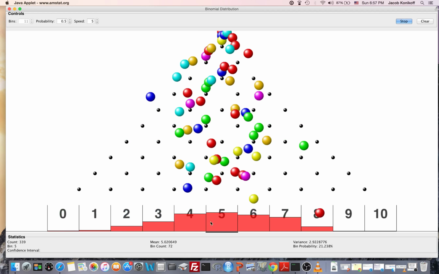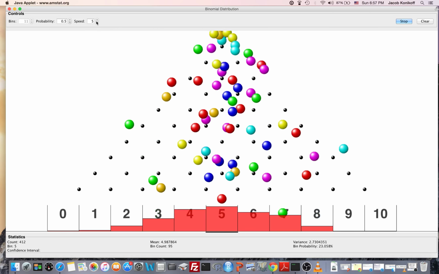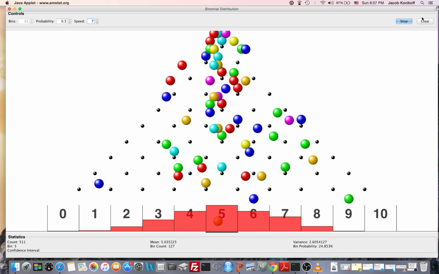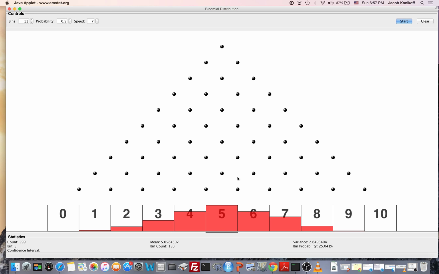Where are most of the balls landing? You can see in the center here. And if we increase this speed a tiny bit, just so we get more results out, I'll then stop this process. We'll let the last few filter down. This histogram at the bottom is keeping track of where all the balls have landed.